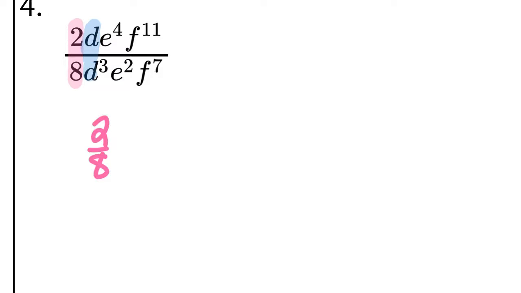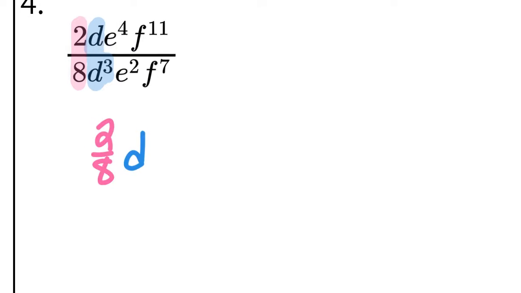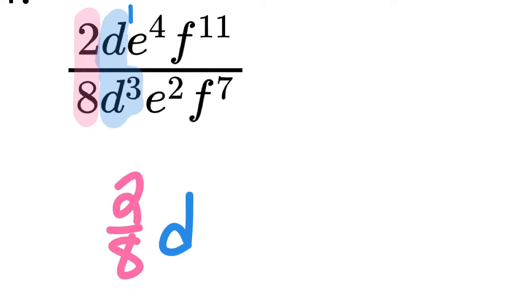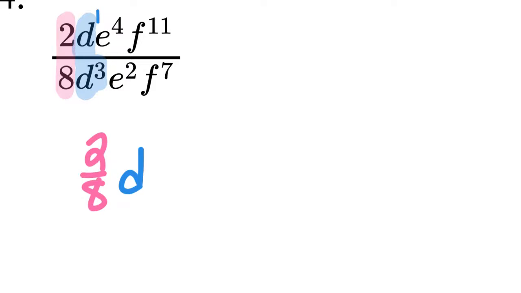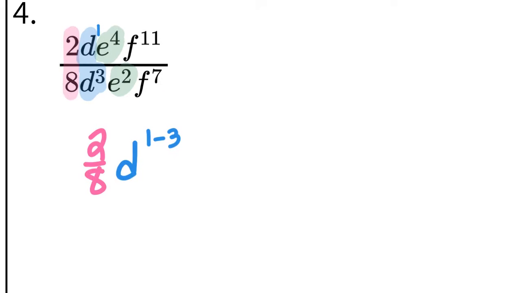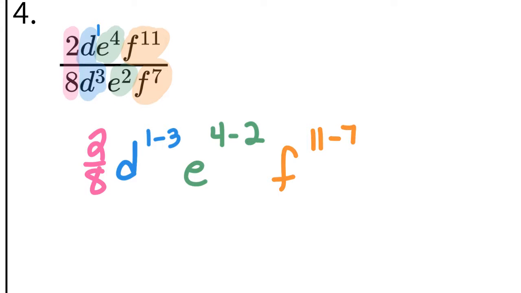Then next are d's. And here's another case of this one didn't have an exponent, so it's invisible 1. So it'd be 1 minus 3. Now our e's. So it would be e to the 4 minus 2. Then f. So f to the 11 minus 7.